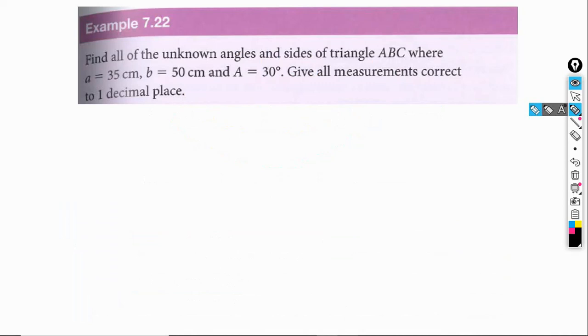Very well. So example 7.22, it says find all the unknown angles and sides of triangle ABC where a is 35 centimeters, b is 50 centimeters, and A is 30 degrees. Okay, so let's remember that this is side-side-angle, right? So that means that we could have something like this. So let's draw a triangle.